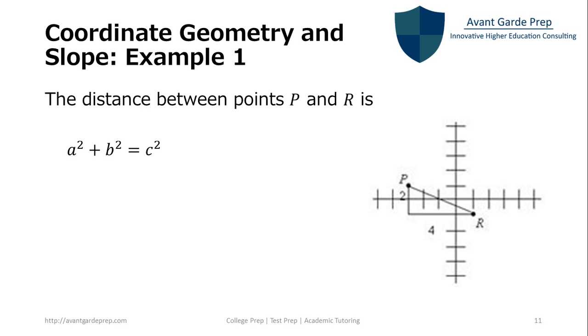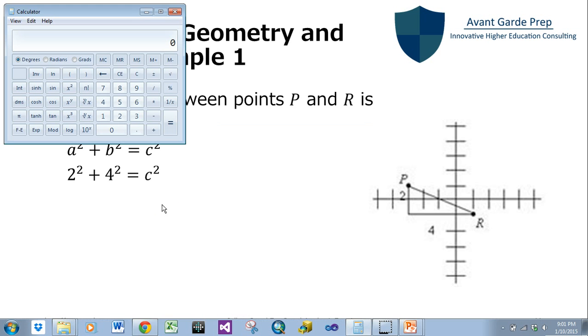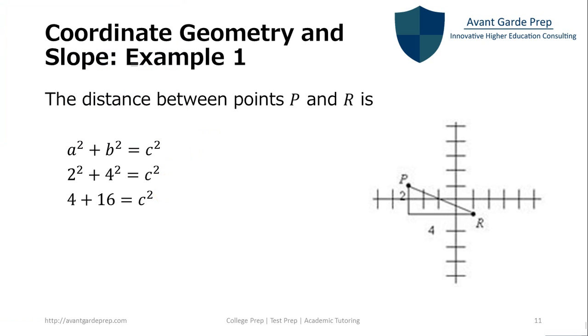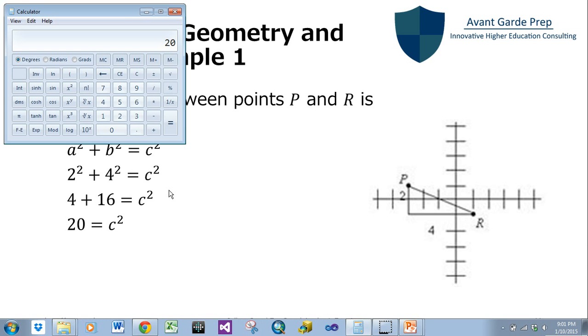And so we'll start with a squared plus b squared equals c squared. Now we can plug in both of our legs, 2 and 4, and we'll square each of those. So 2 squared equals 4, plus 4 squared equals 16, and that'll give us 20. So we'll go ahead and plug that in. 16 plus 4 is 20, and 20 equals c squared. And now we'll take the square root of 20, and that's going to give us 4.47.